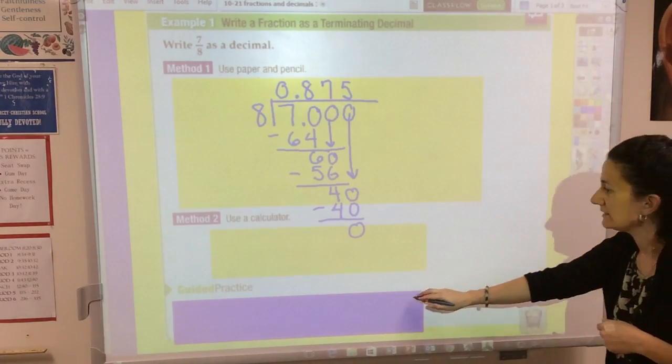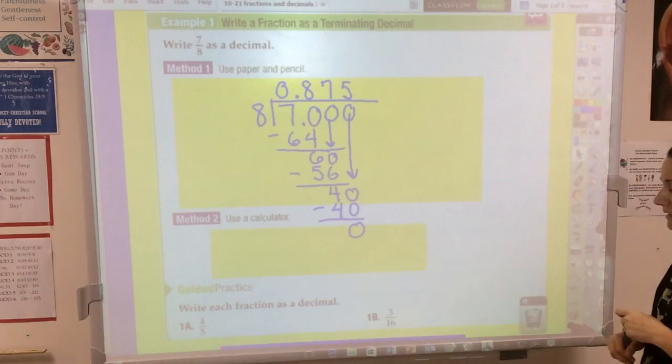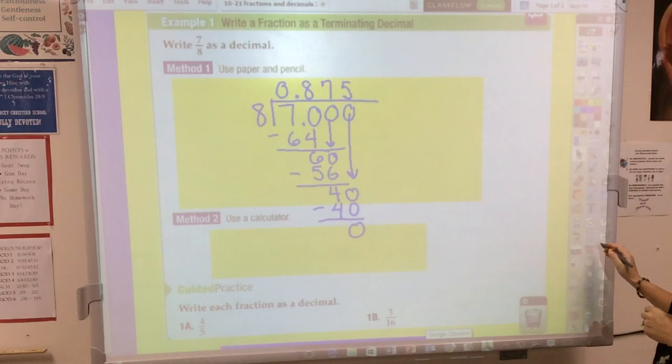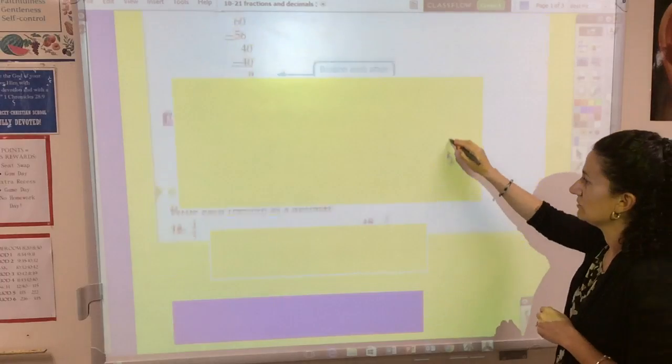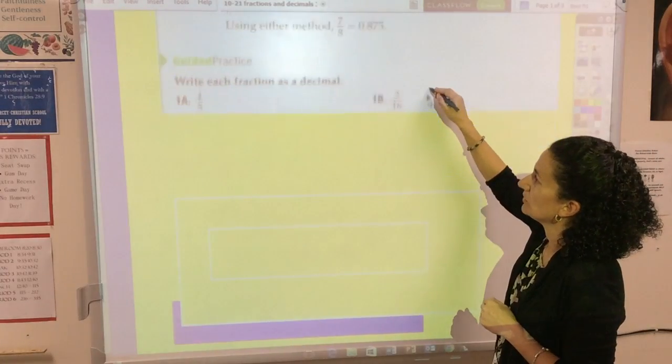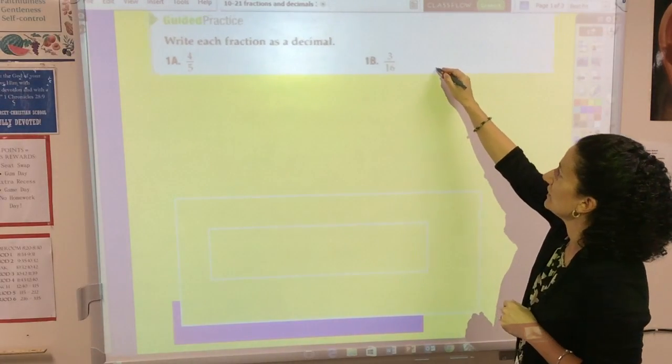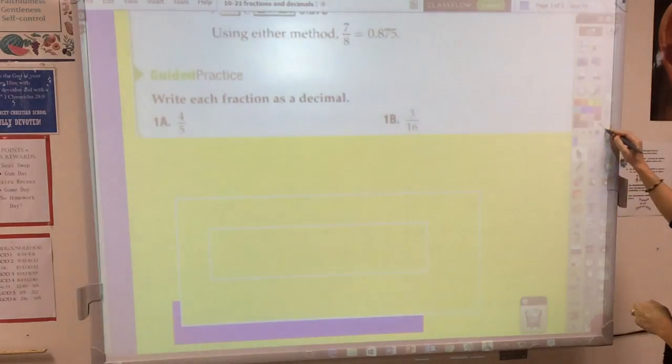So I'd like you to try some. These are pretty simple terminating decimals. Why don't you try these two? Pause the video, unpause when you're finished. 4/5 and 3/16, and then we'll go over them.